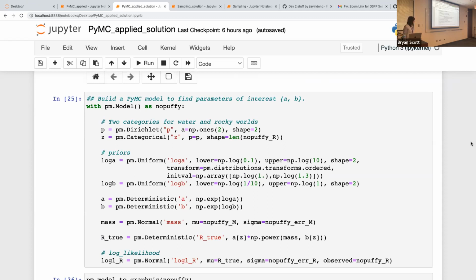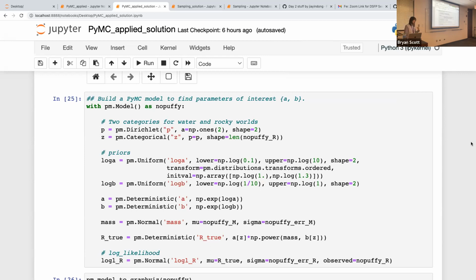So in this case, P is a Dirichlet distribution that tells what fraction we have for each possible world. So now we have a set of two, rocky and water, and the sum of the two equals 1. So let's say we have 60% rocky, 40% water, then this P distribution will be 0.6, 0.4. And then the category data would be which category we are talking about. The Z would be 0 and 1. 0 is the rocky world, 1 is the water world.